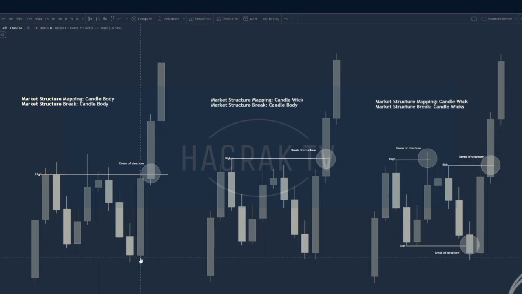Now we can see that price then impulsively starts to move to the upside and breaks and closes above this high, and we can denote that as the overall break of structure.